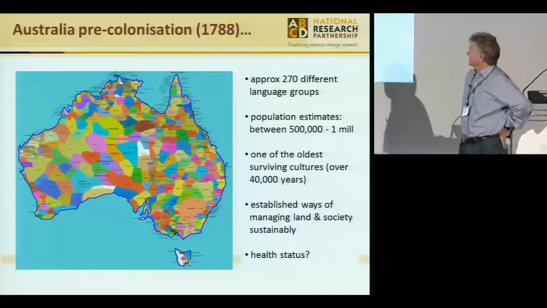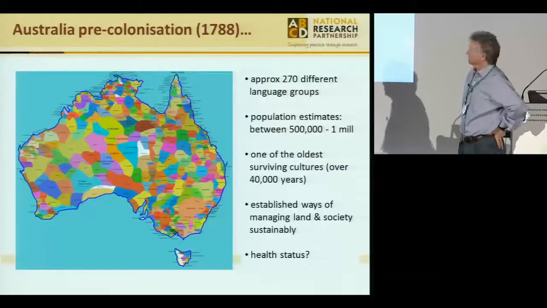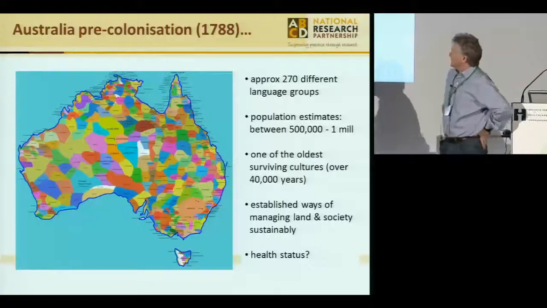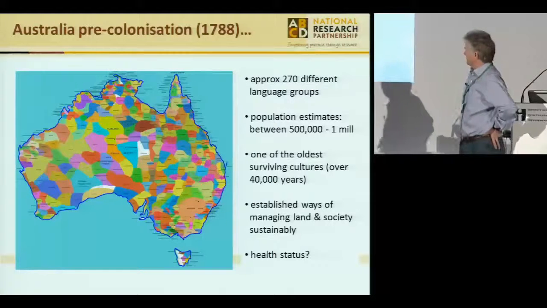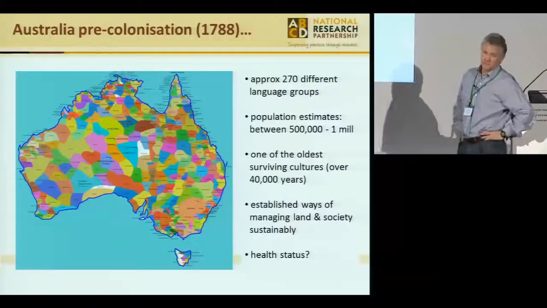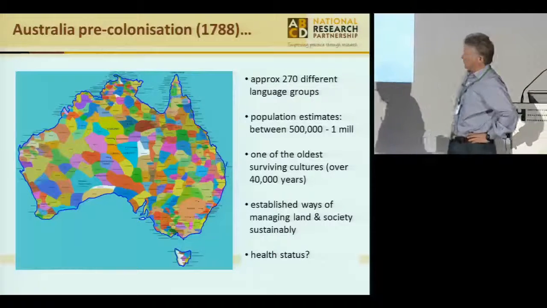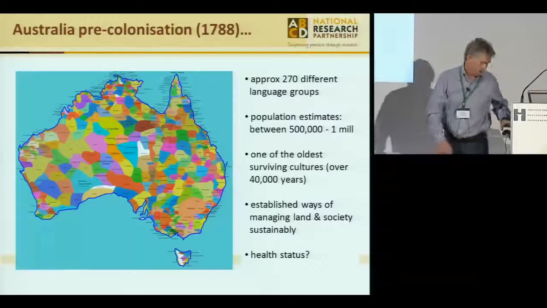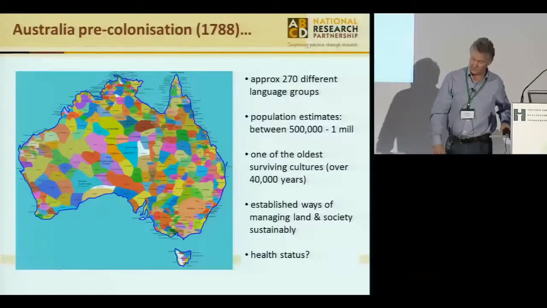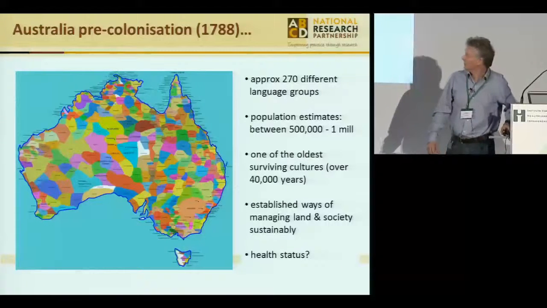It's one of the oldest surviving cultures in the world, 40,000 to 50,000 years. And they had various well-established ways of managing land and society in a sustainable way. We don't know an awful lot about the health status of Aboriginal people at the time of colonisation, but there are certainly reports of some very healthy, vigorous and thriving society in many parts of Australia.